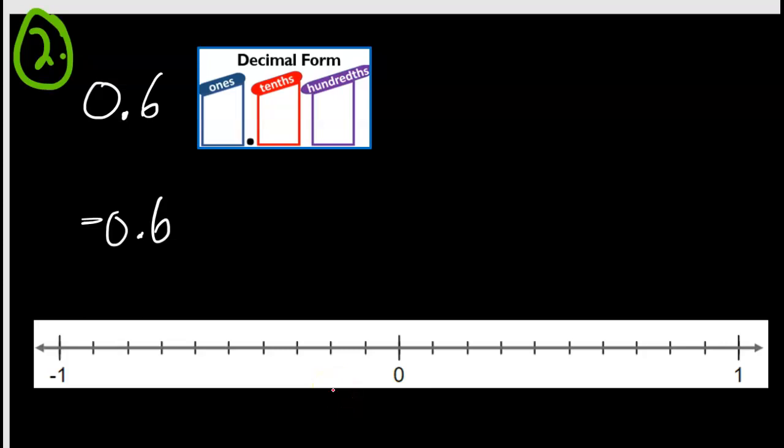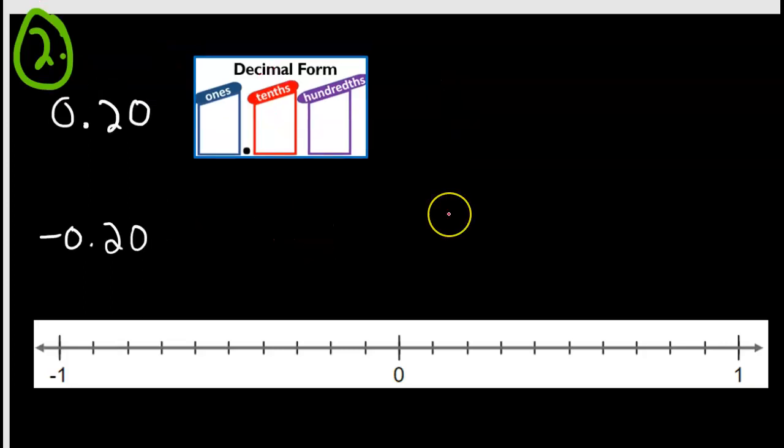All right, same thing here. This time it's kind of like the other. This is actually even easier. This is 6. What place is this in? It's in the tenths place. So 0 ones, 6 tenths. 6 tenths, negative 6 tenths. All right, next. Say, 20 hundredths.